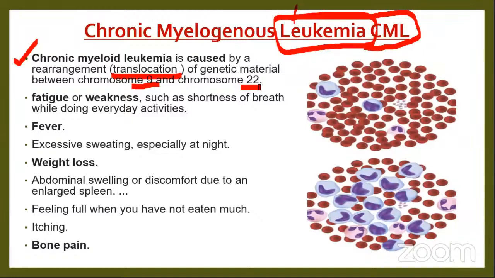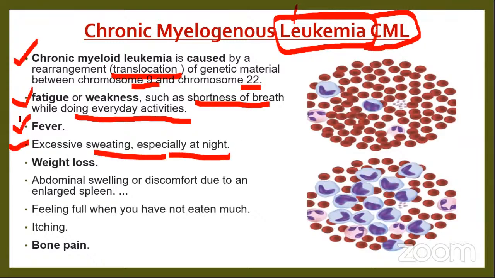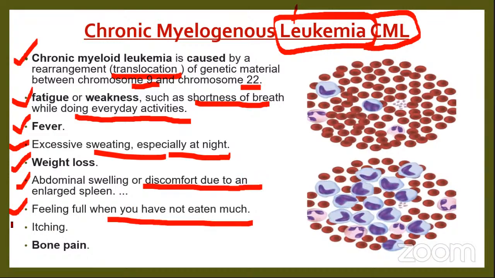See, the symptoms are fatigue or weakness, such as shortness of breath while doing everyday exercises or activities. There will be certain fever, excessive sweating, especially at night time. There will be weight loss, abdominal swelling or discomfort due to an enlarged spleen, feeling full when you have not eaten much, itching, and some bone pain. These are certain symptoms of chronic myelogenous leukemia, which is cancer.